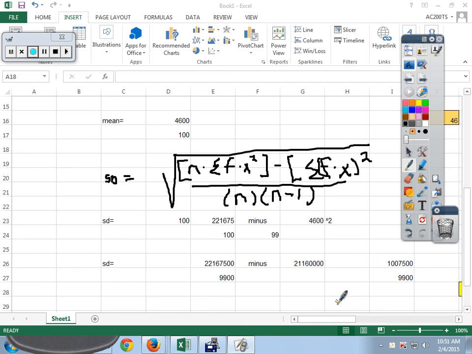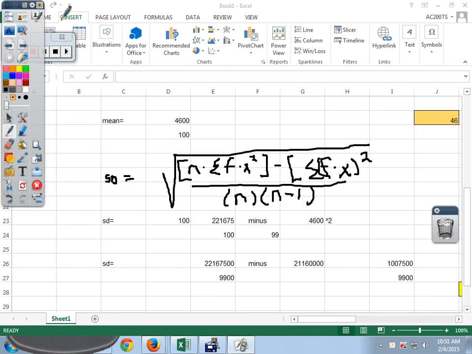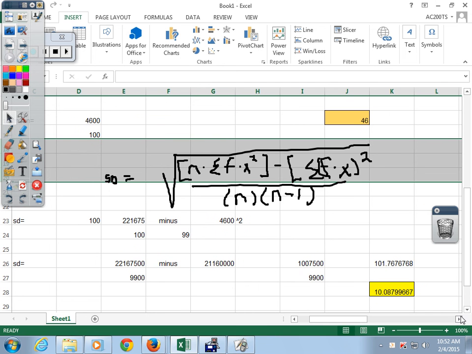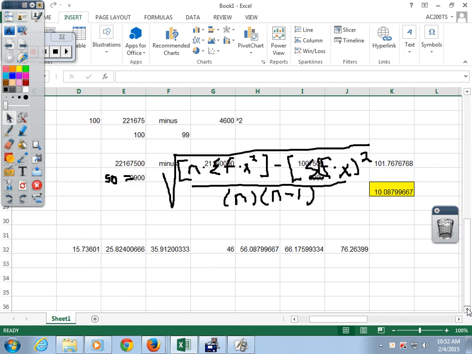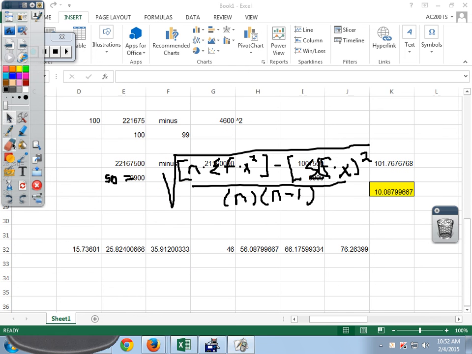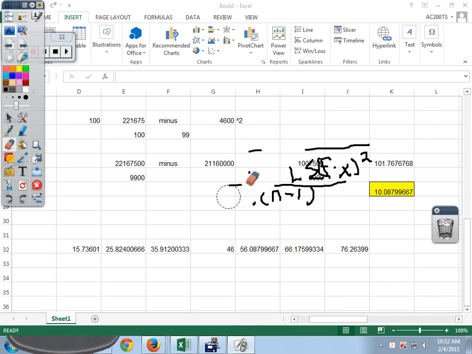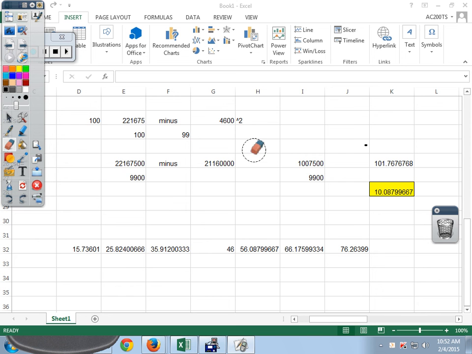All right, now, check your numbers against mine and see what y'all come up with. I got 46 for the mean and 10 for the standard deviation. 10.08. You take that one number and divide it by the other number. 22,167,500 divided by 1. And that's this. And then you take this and divide by this. And that's your variance.